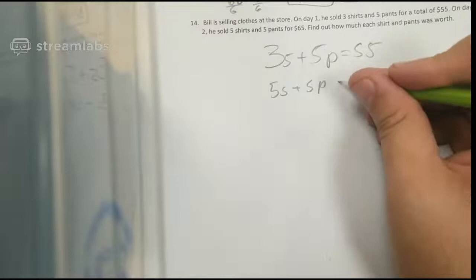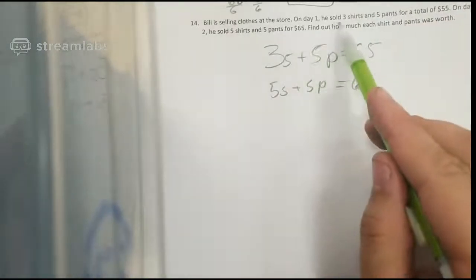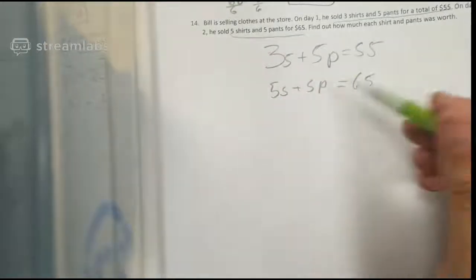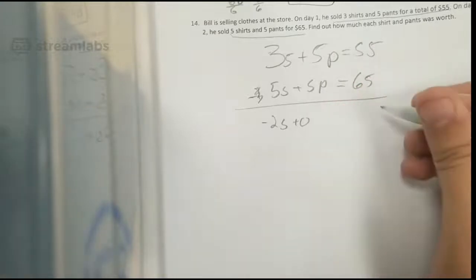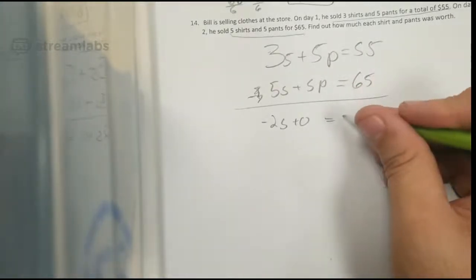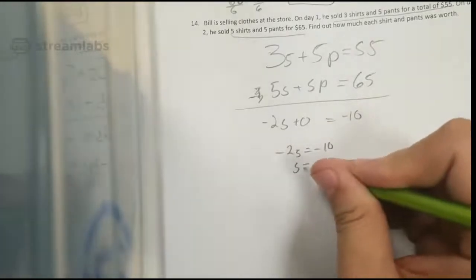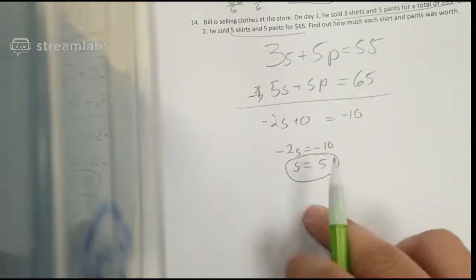All right, so 5s for 5p equals 65. Just to set up from the sentences, 3s for 5p equals 55, 5s for 5p is 65. Subtract down, or you can multiply everything by -1. I'm just going to go quick and subtract. 3 minus 5 is -2s. 5 minus 5 is 0. Equals 55 minus 65 is -10. Negative 2s equals negative 10. S equals 5. So 5 is per shirt. So the shirts cost $5 each.